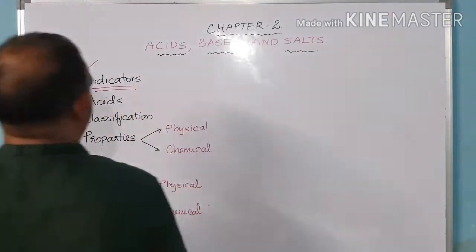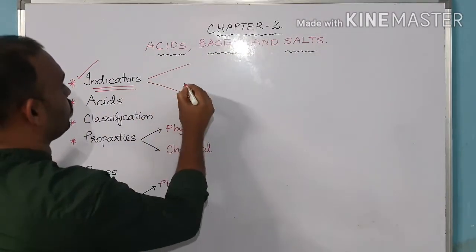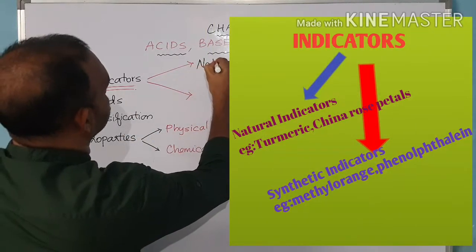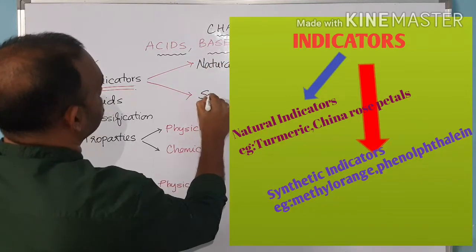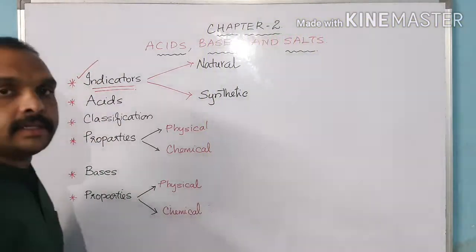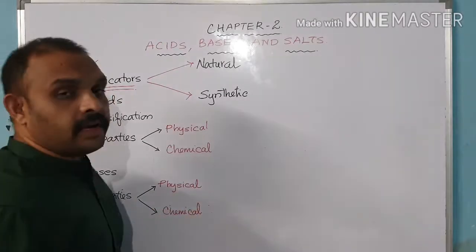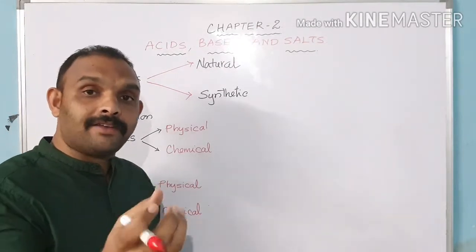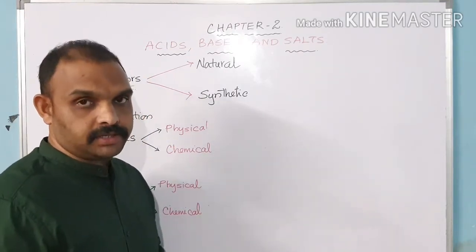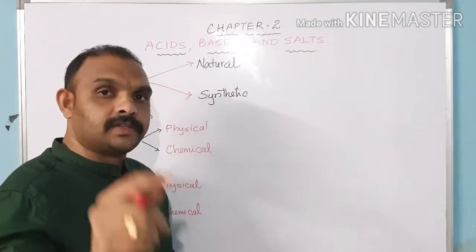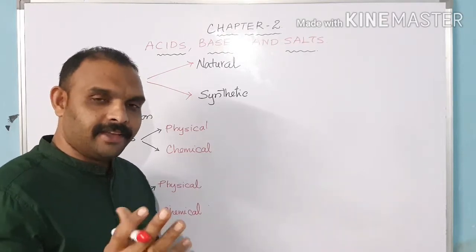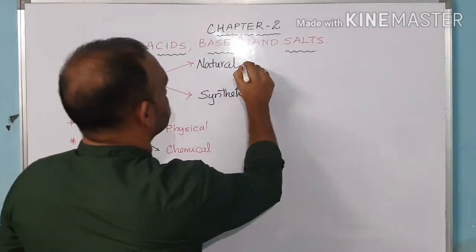Now, indicators are of two kinds. Two types of indicators are there. They are natural indicator and synthetic indicator. What is meant by natural indicator? Can we make an indicator from nature, or can we get an indicator from nature? If it is possible, such types of indicators are called natural indicators. Are there any? Yes, we can say many examples for it.